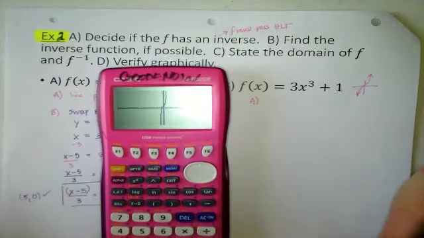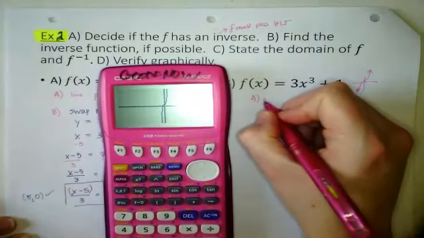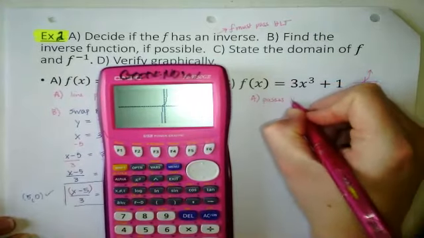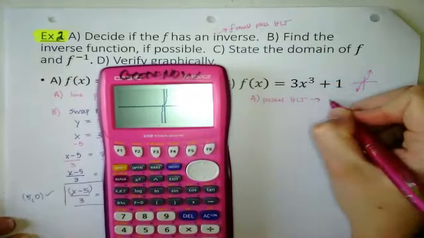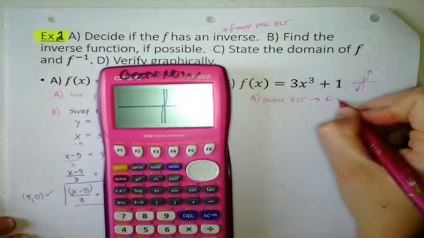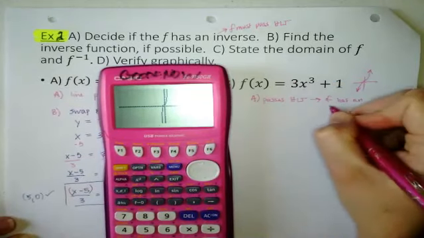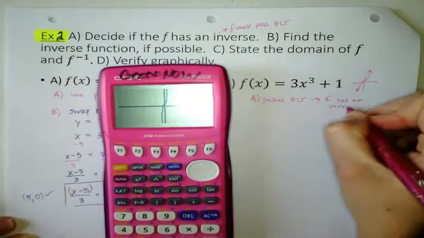And so we want to know, does it have an inverse? The question is, does it pass the horizontal line test? Absolutely, it passes the horizontal line test. So that means it has an inverse. f has an inverse function, an inverse that is a function. We want to find the inverse function now. So for part B, we're going to swap and solve.